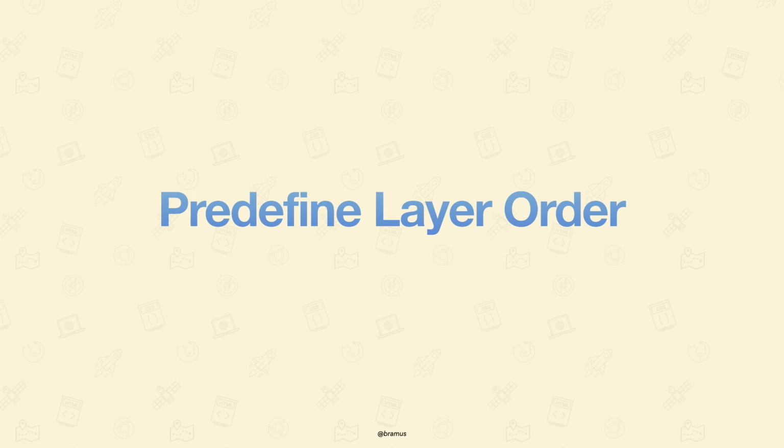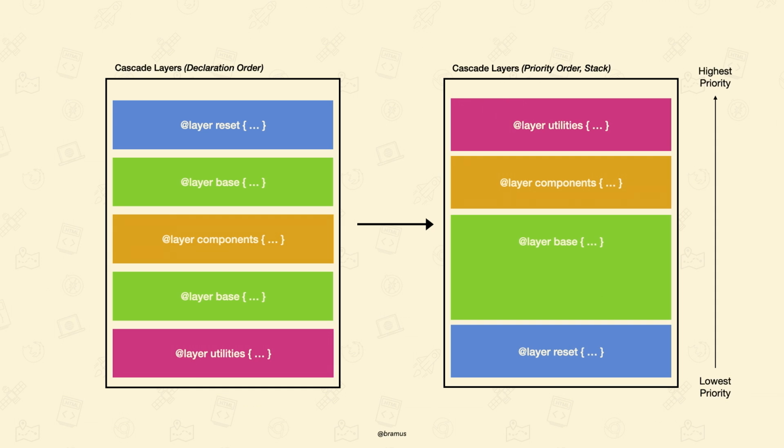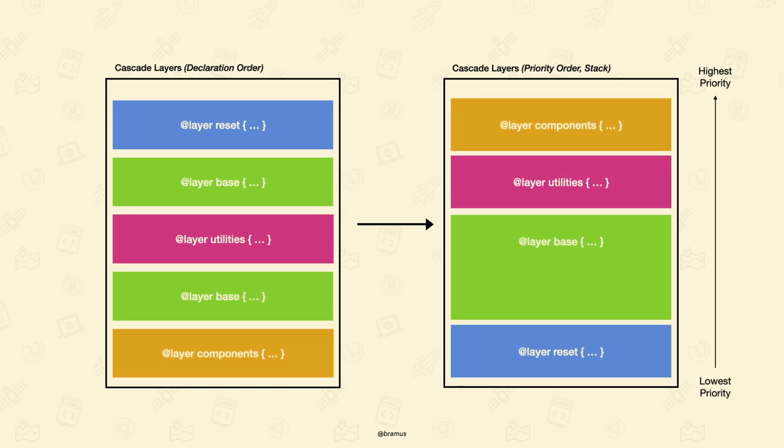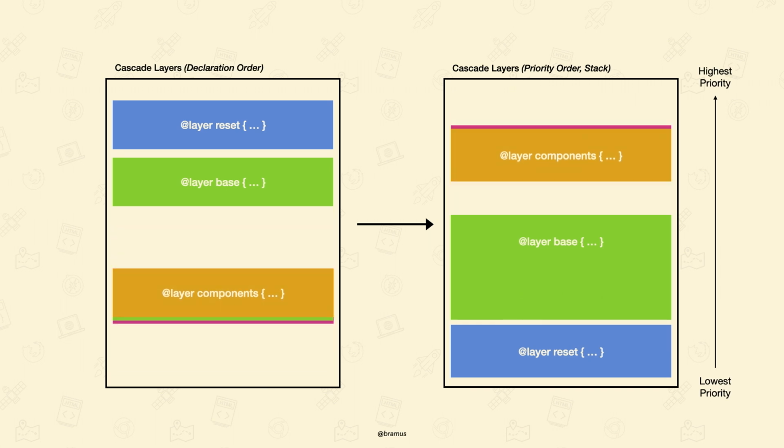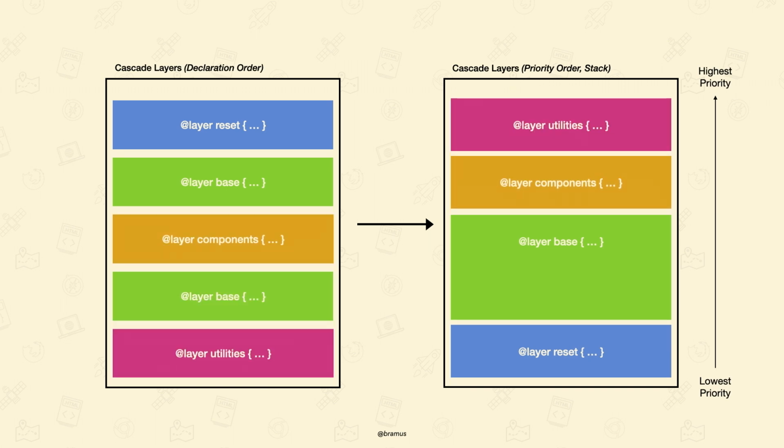You can predefine layer order. This is a really good addition to the spec. I like this one. Because we have a problem right here. If this is our style sheet using Cascade Layers, declaration order on the left, and then on the right there, we have our priority order. If we change some of the order in our style sheet, whoa, the priority also changes. So we're kind of screwed there, right?